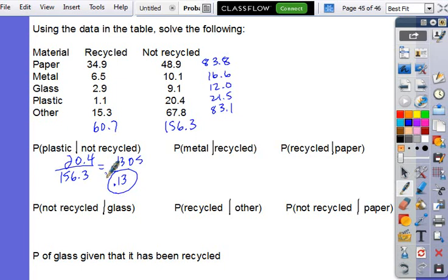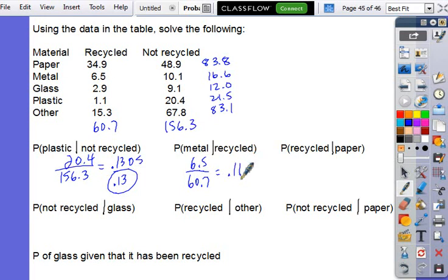Metal, given that it's been recycled. Well, give me the fraction. 6.5 over 60.7. And that is 0.42. No, what? 0.11. Oh, my fault, coach.